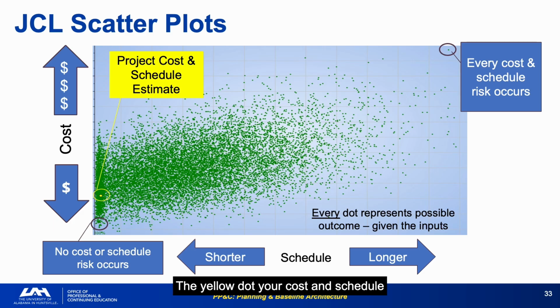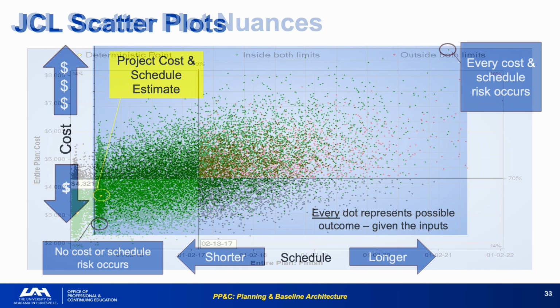The yellow dot, your cost and schedule estimate, should sit near the center of the dot distribution, not at the optimistic edge. If your estimate is in the lower left of the distribution, you've committed to something achievable only if very little goes wrong. Programs sometimes use the JCL scatter plot to negotiate the commitment. If the scatter plot shows 56% joint probability at the planned cost and schedule, either the reserves must increase or the commitment date must move to get to 70%.